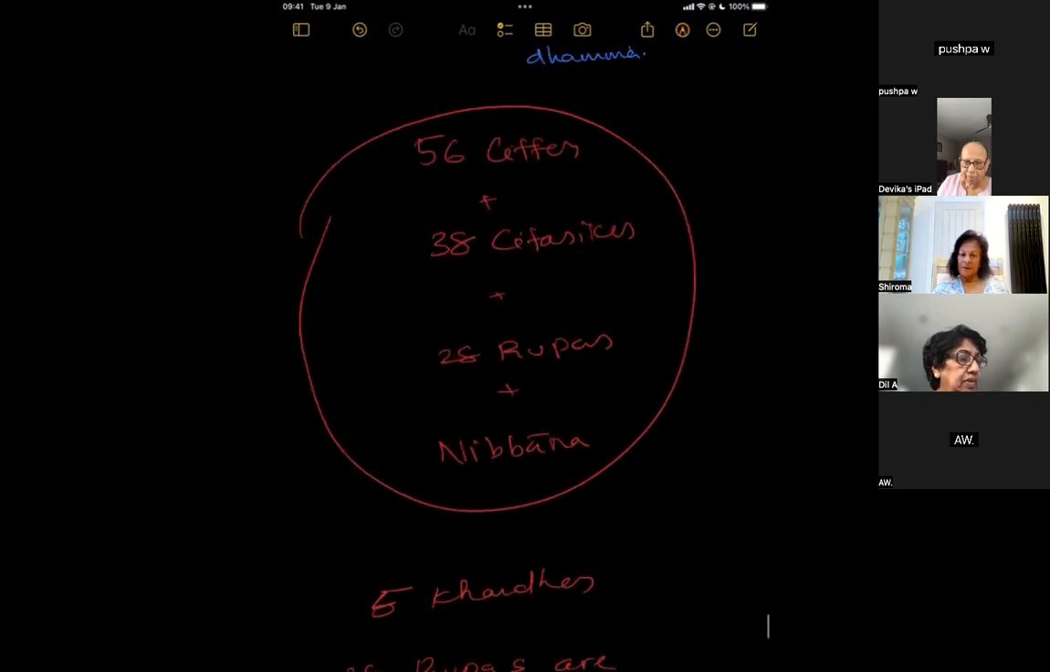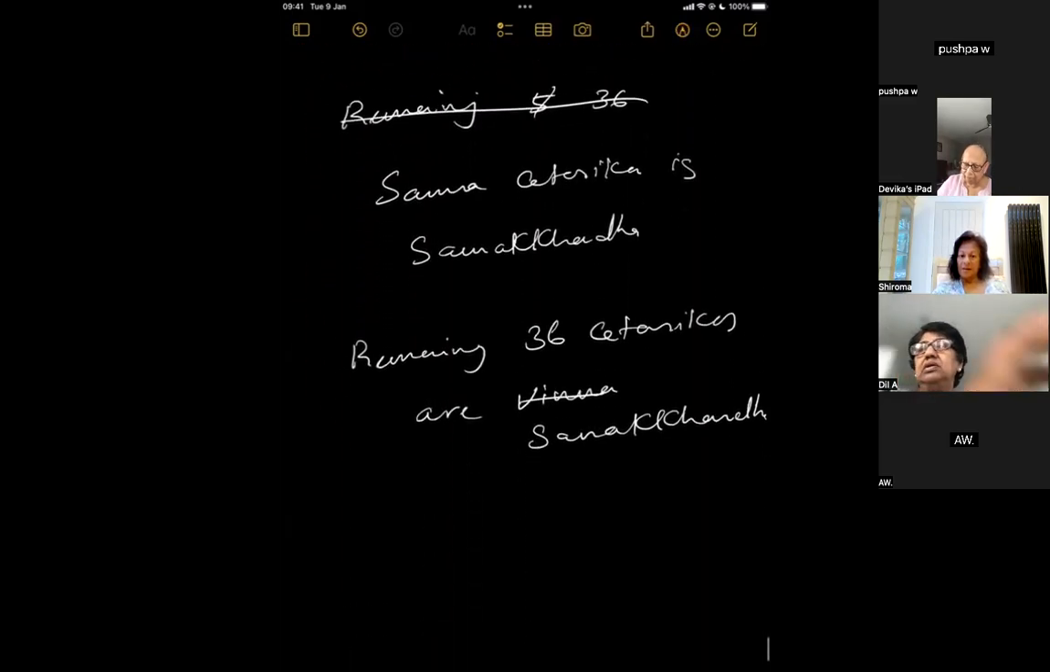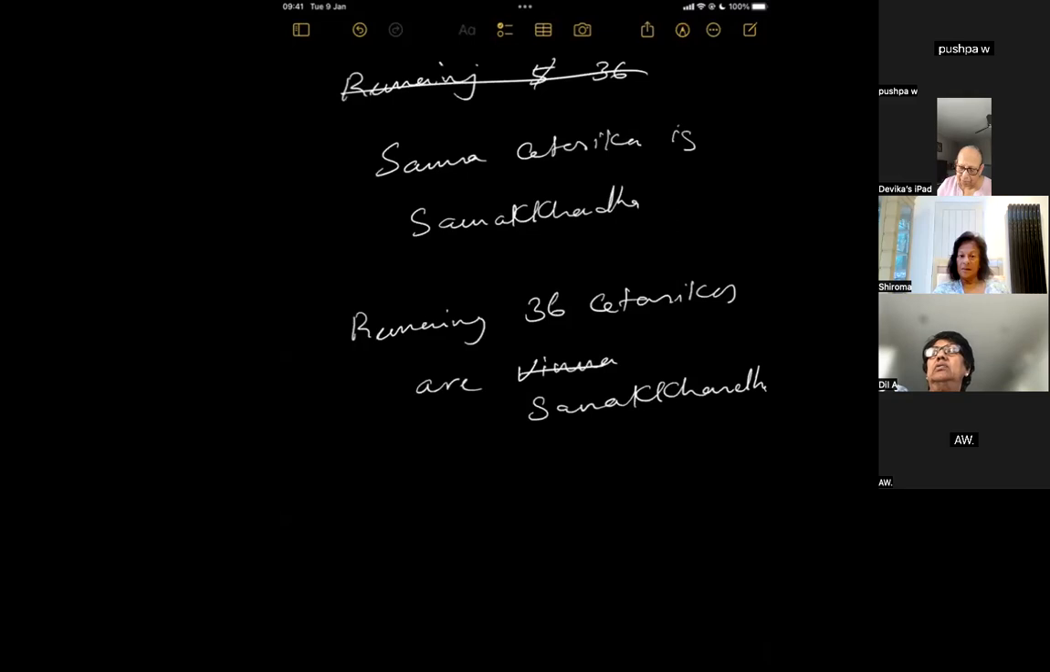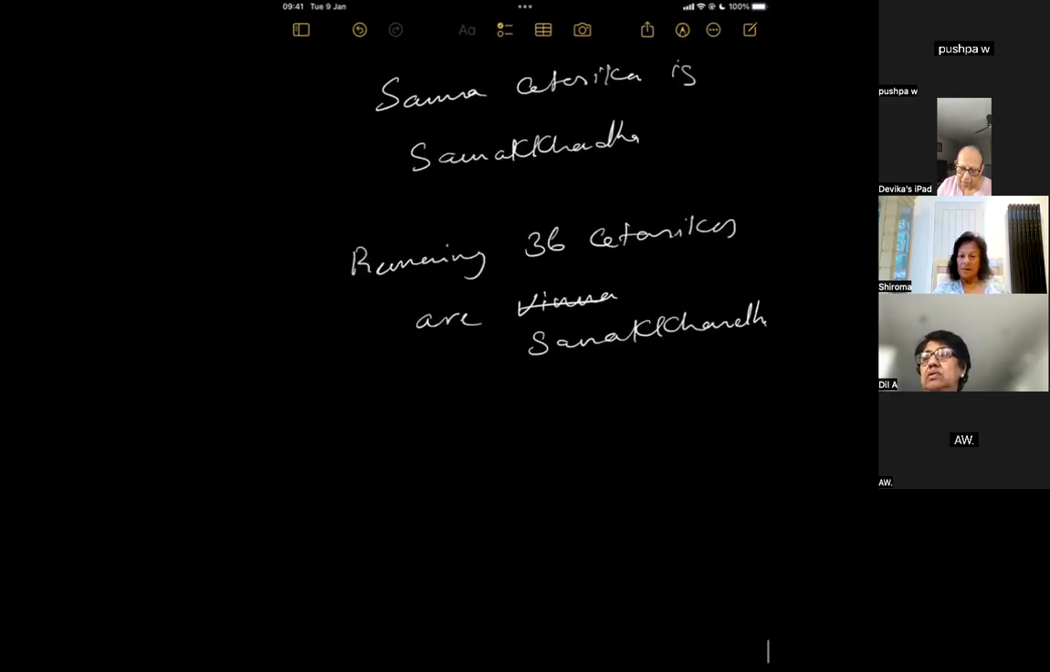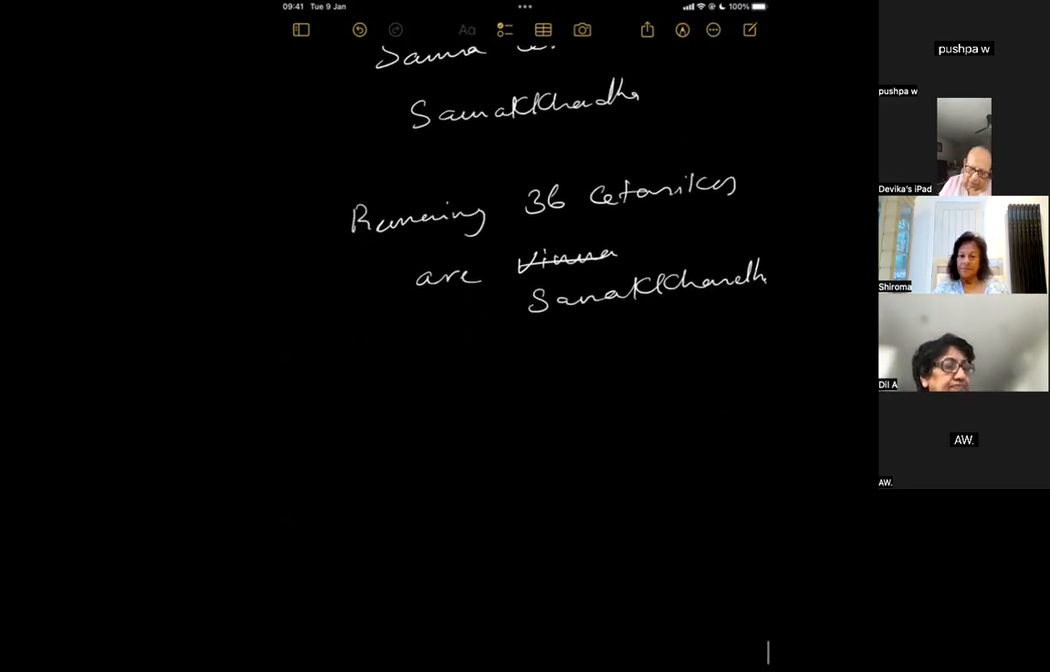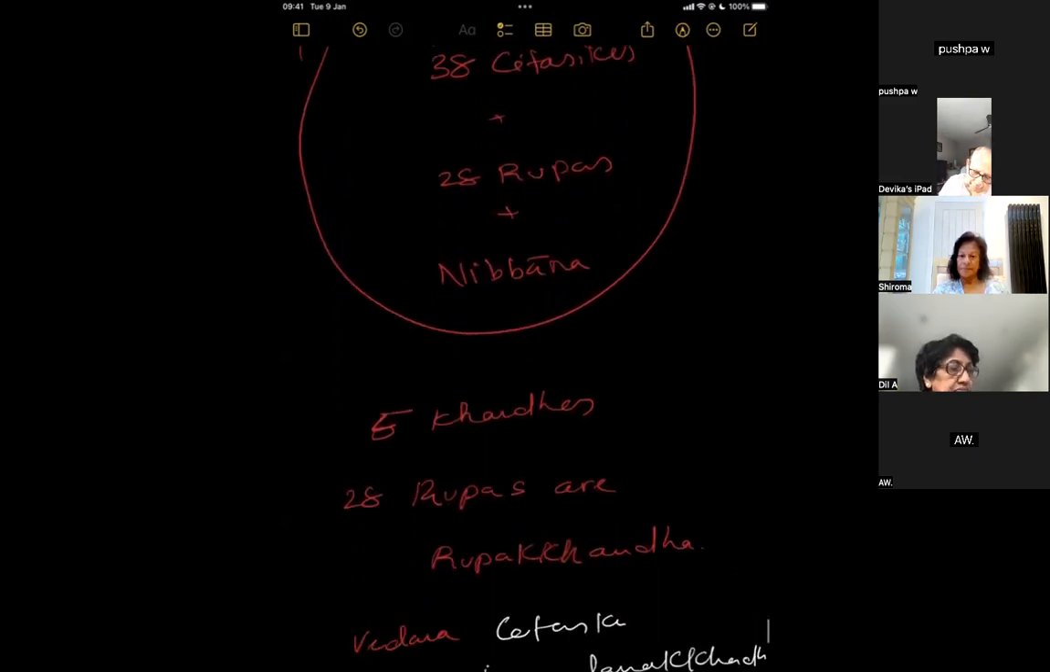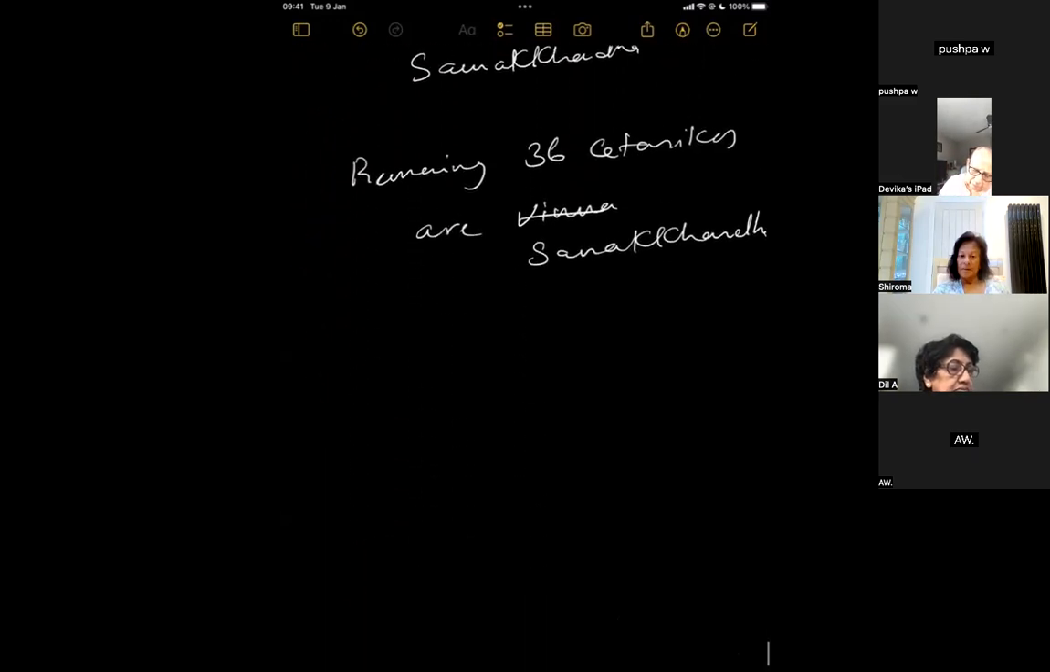How many Sankhara Skandas are there? 36 Sankharas. Rupa, Vedana, Sanya, Sankhara, Vinyana. Sankhara Kanda is 36 Chetasikas, no? Yeah, right. Hari. Altogether 56 chittas.